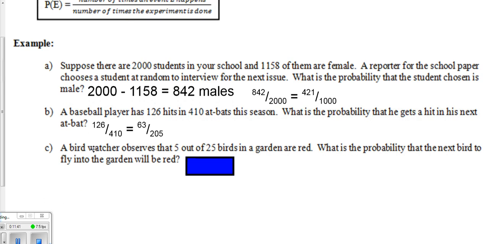Let's look at our last example for this one then. A bird watcher observes that 5 out of 25 birds in a garden are red. What is the probability that the next bird to fly into the garden will be red?